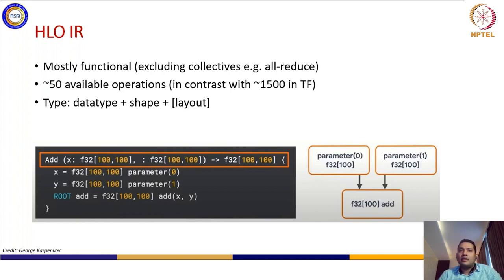The HLO intermediate representation, whatever you call it, is basically functional in nature. Of course, there are some limitations: the all-reduce algorithm that we have seen in the previous class is not compilable for HLO IR. And the number of operations is very, very small in contrast with the TensorFlow operations. There are around 1500 TensorFlow operations, while in HLO IR you have around 50 operations. And it's strictly typed; data type plus shape should be static in nature. So these 50 operations are highly optimized, and they are a subset of those 1500 operations. Not all the operations are compilable in XLA, so you need to know which operations you are going to compile to get them optimized for your target model training.